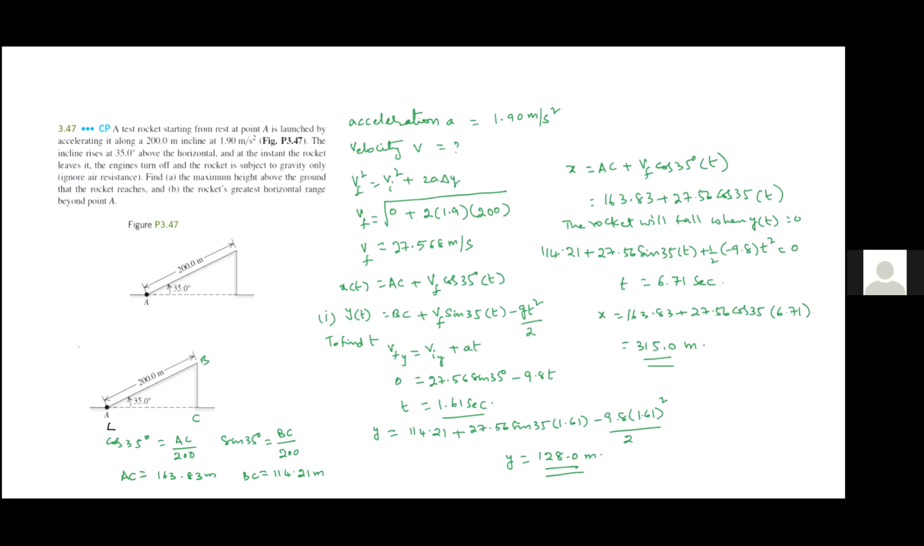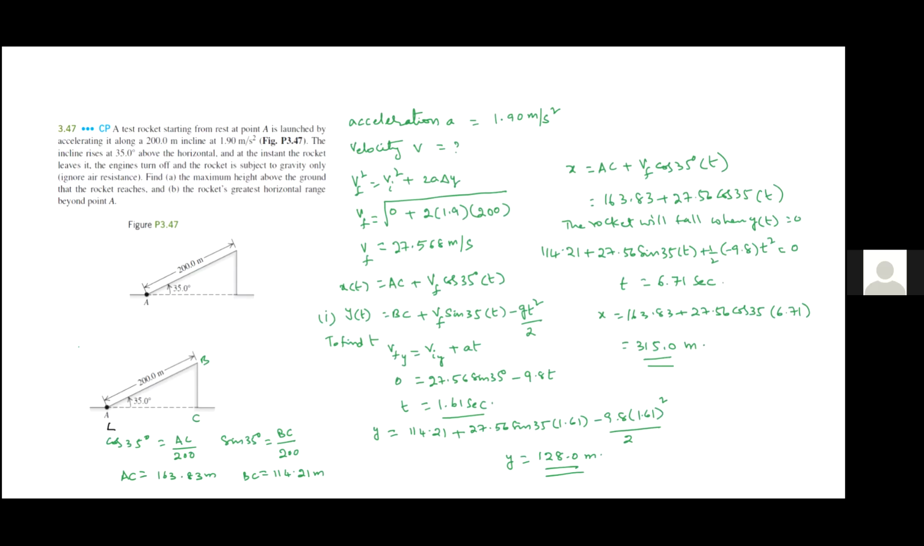At point A, a rocket was launched. This is the 200-meter length; the incline length is 200 meters, and the incline is at an angle of 35 degrees. Now let it be a right angle triangle.